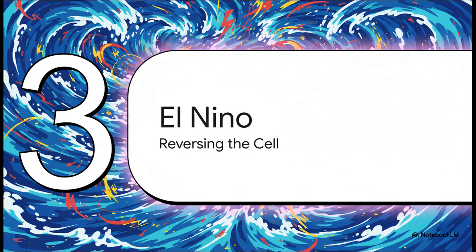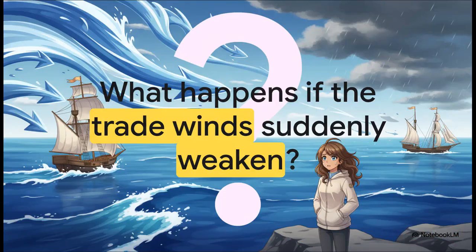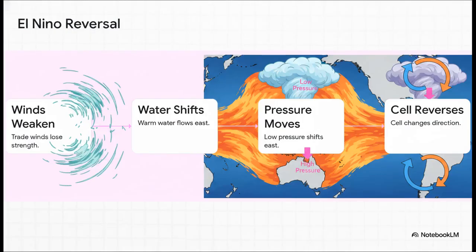Which brings us to Section 3, reversing the cell, also known as El Niño. Nature isn't always perfectly stable, is it? It can actually be pretty chaotic. So we have to ask ourselves, what happens when this perfectly balanced system breaks down? Everything we just talked about relies on those trade winds pushing water westward. What happens if those mighty winds suddenly just lose their strength? Well, when the winds weaken, a pretty terrifying reversal happens, step by step.